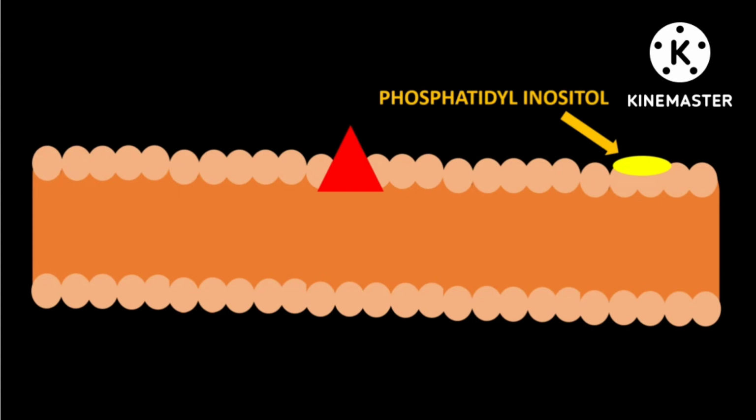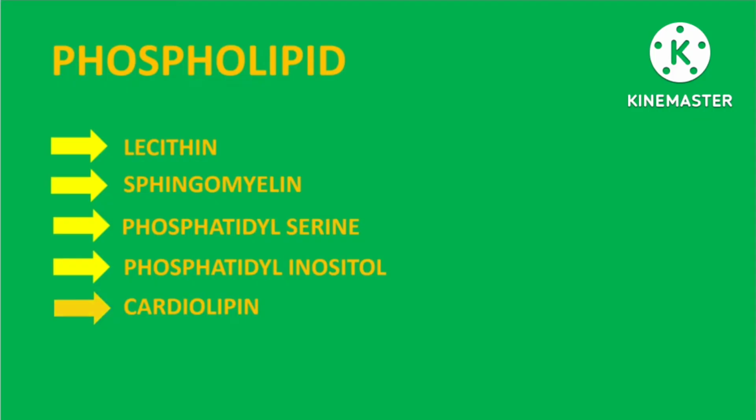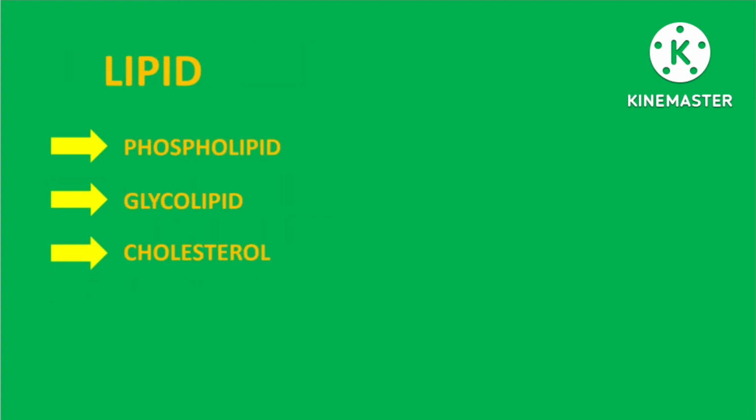The last phospholipid is cardiolipin. It is present mostly in heart cells. The next lipid is glycolipid. It is most abundant in the brain and gastrointestinal tract. Next is cholesterol. It is present throughout the membrane and it helps to maintain the fluidity of the cell membrane.